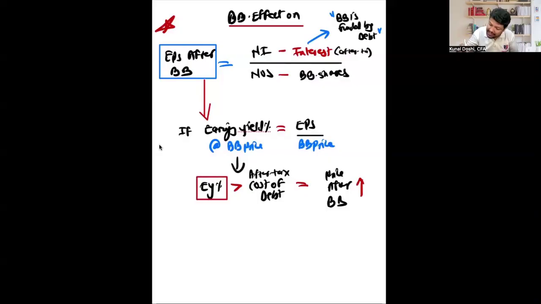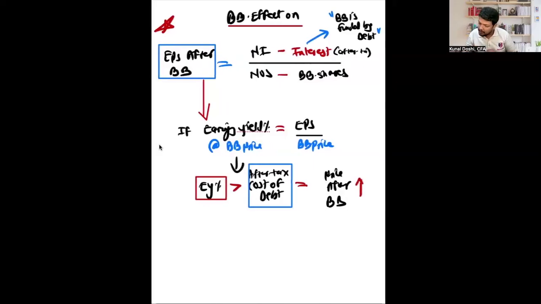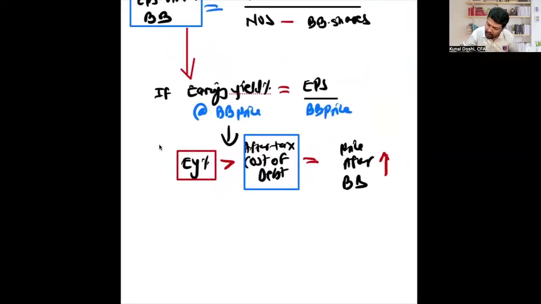If the earnings yield is greater than the after-tax cost of debt, it's a good deal. So the EPS after buyback will go up. I've written price after buyback, but is it that the price after buyback will go up, or that earnings per share after buyback will increase? Here, instead of price, I should write earnings after buyback should increase.